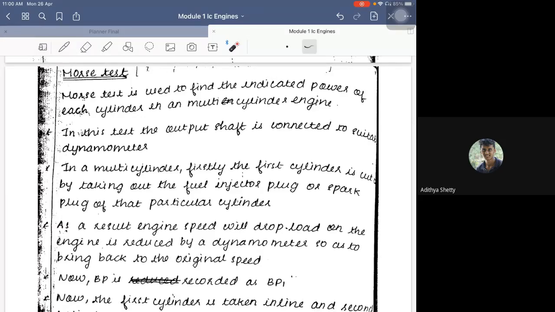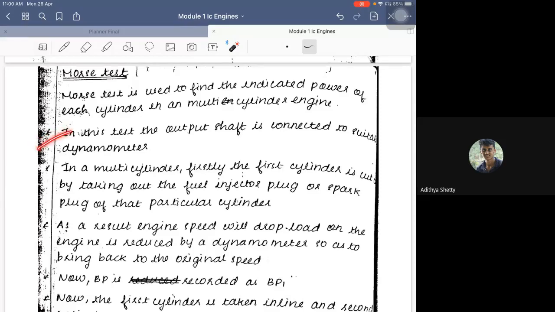Let us look into it. The Morse test is used to find the indicated power of each cylinder in a multi-cylinder engine. Remember, the Morse test can be done only in multi-cylinder engines. If there is a single cylinder, then it is difficult to calculate using the Morse test. So how are we going to do this?